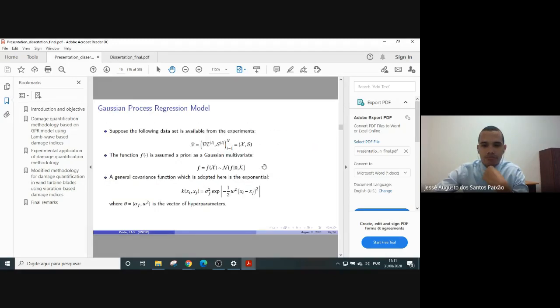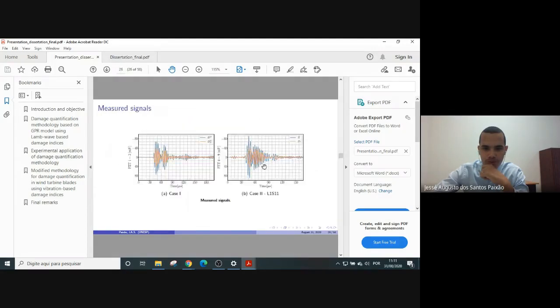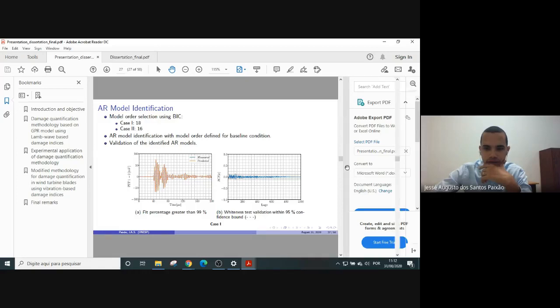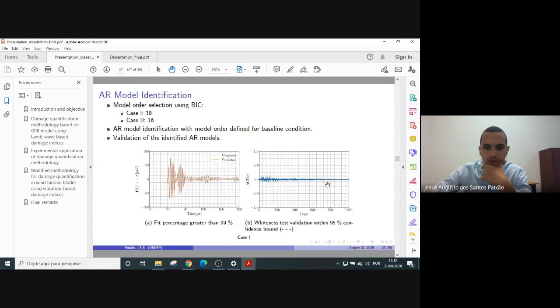For this, we propose, for example, to evaluate the AR model identification using the whiteness test, because even by choosing a model order using Akaike or Bayesian, there are some cases where you can have an order that is not feasible, and we have no guarantee. Then for each AR model identified, we performed the whiteness test validation to identify if the residual errors were really white noise using the autocorrelation function. Like that, we could confirm that the AR model was adequately identified.